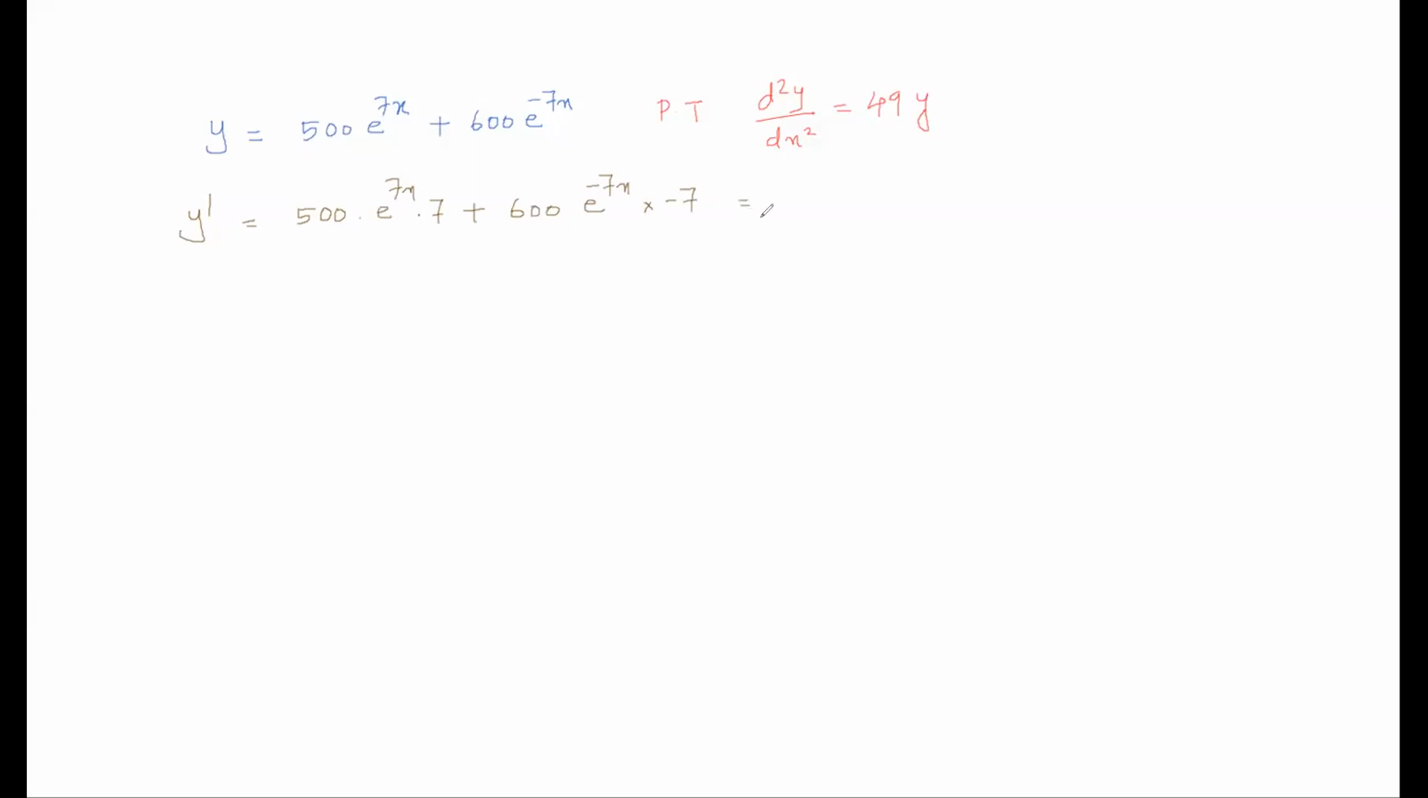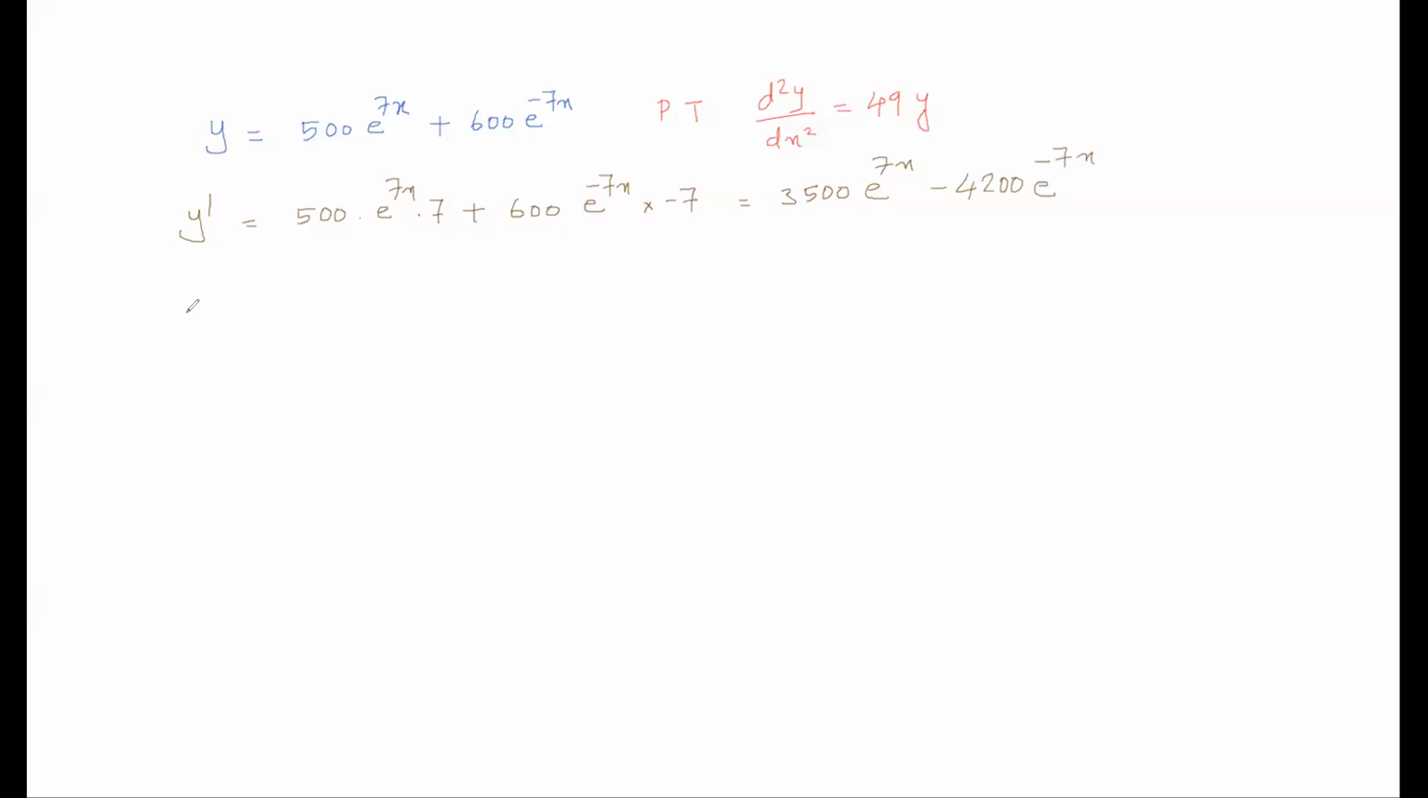So which is equal to 3,500 e to the power 7x minus 7 into 6, 42, 4,200 e to the power minus 7x.